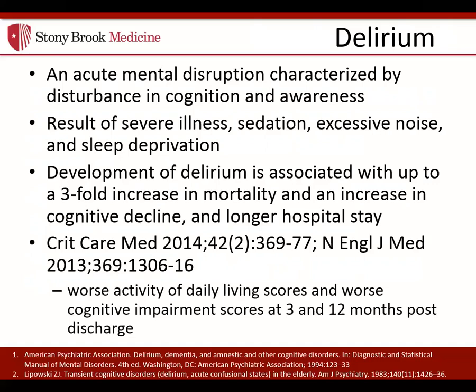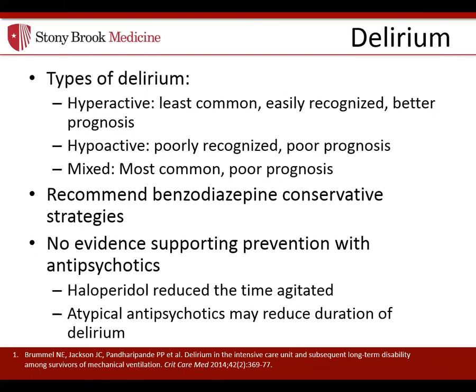So there were 2 recent studies that found a longer duration of delirium was associated with worse activity of daily living scores and worse cognitive impairment scores at 3 and 12 months post-ICU discharge. And there are 3 different types of delirium. So we have hyperactive, which is the least common, and it's easily recognized, so it has a better prognosis because it could be treated. And then we have hypoactive delirium, and that's poorly recognized, and so it has a poor prognosis because often we don't know that we need to treat it. And then we have mixed, which is the most common, and it's poor prognosis because we're unable to point a finger on what we need to treat.